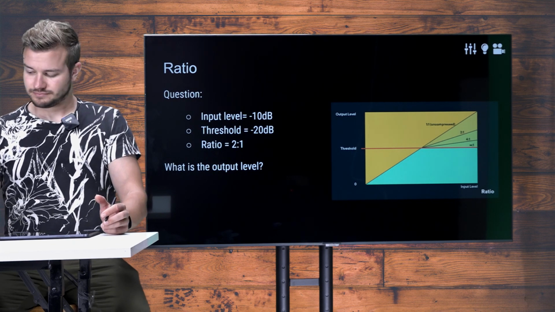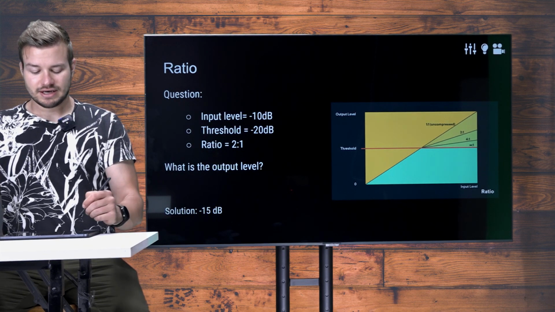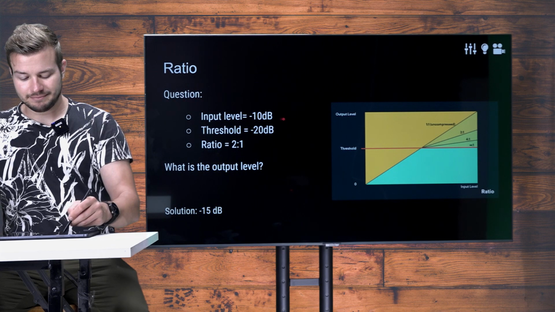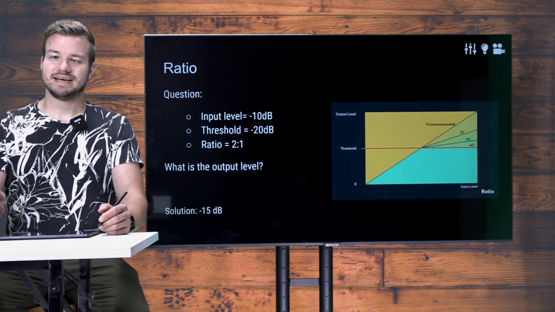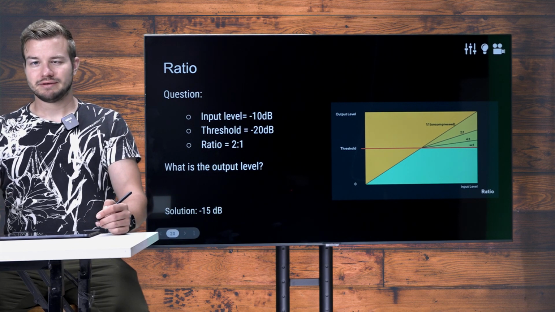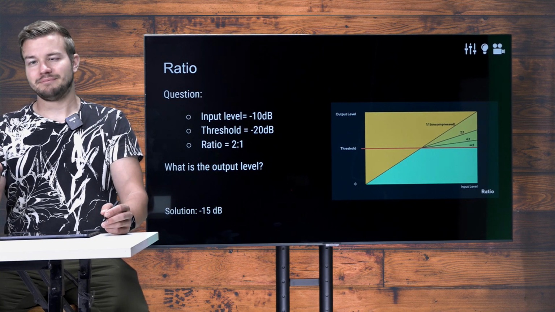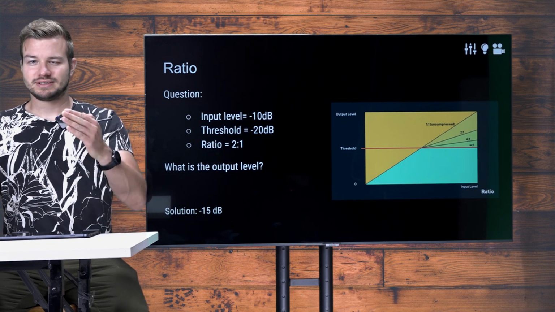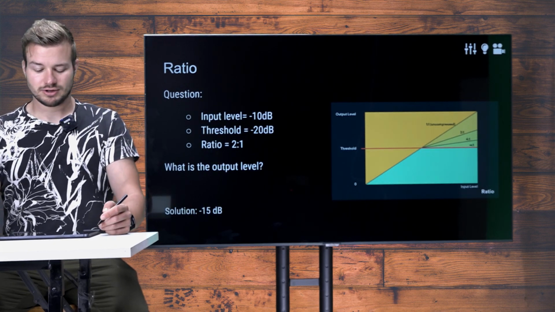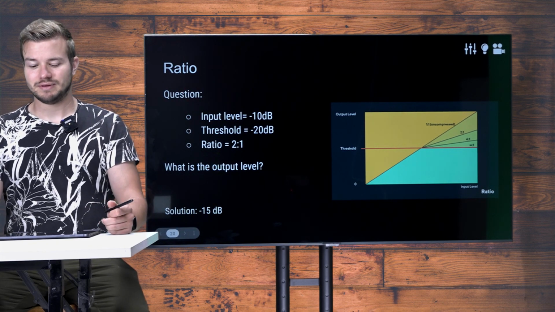So the solution to this question is minus 15 dB. How do we get to this minus 15 dB? First, we have to recognize that the threshold is minus 20 and the input level is minus 10, so the difference is 10 dB. Then we look at the ratio. The ratio is 2 to 1, so we divide the difference by 2. So we take it down by half, and we end up at a 5 dB reduction. So we are at minus 10, we do a 5 dB reduction, and end up at minus 15 dB output level.